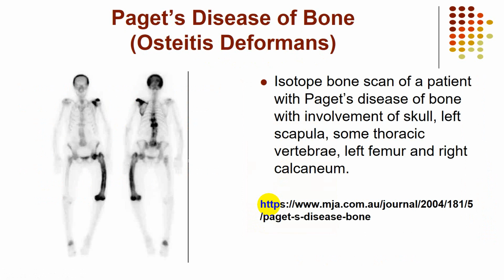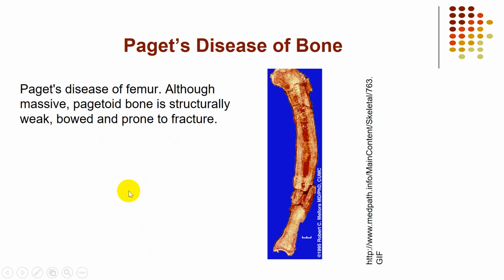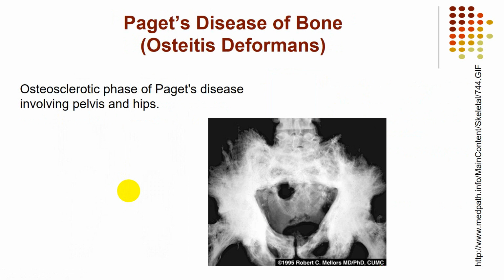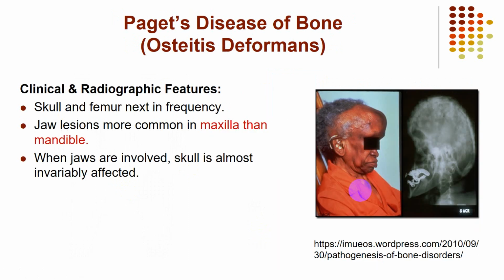In special investigations, the activity of Paget disease is reflected here in the skull, in the scapula, in the vertebra, in the femur. And this is a deformed bone. In the osteosclerotic phase, you cannot even find that cotton wool appearance we talked about. The bones are completely dense and sclerotic. In some patients, the skull will be extensively deformed.